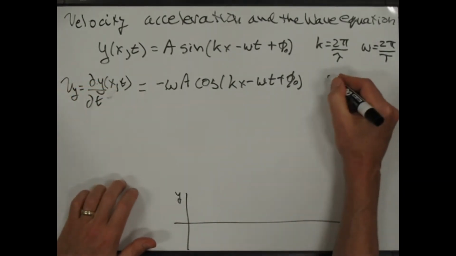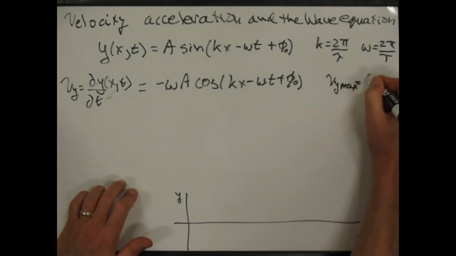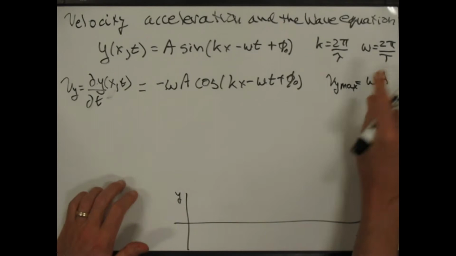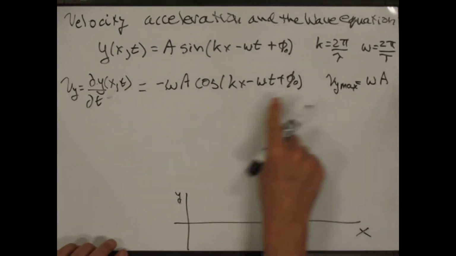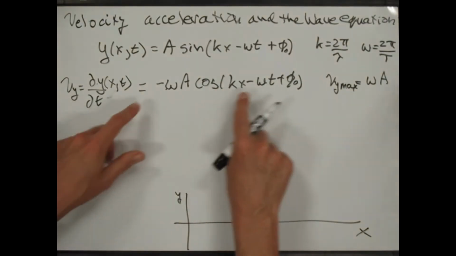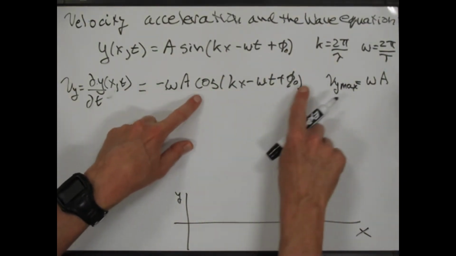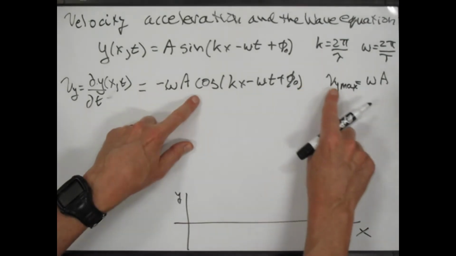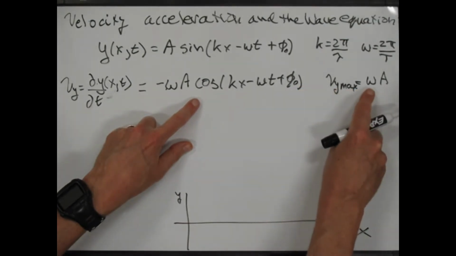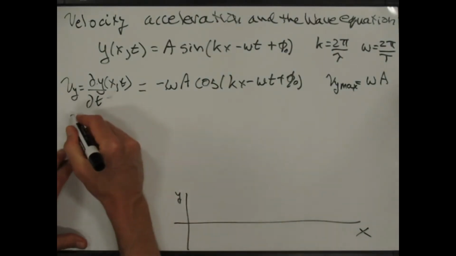And so this says Vy max is equal to omega a. The maximum value this quantity can have is just omega times a, when the magnitude of cosine is 1, so when the value of cosine is minus 1 as well. Anyway, Vy varies between minus omega a and omega a. And so that's the maximum velocity in the y direction.